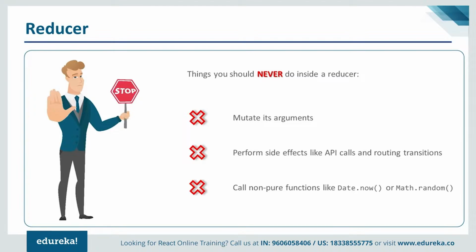Now please remember the things you should never do inside a reducer. Since reducers are pure functions, they do not manipulate the input parameters. So you should not mutate its argument. You should not try to change its input parameter. You should not perform side effects like API calls and routing transitions. And you should not call non-pure functions like Date.now or Math.random, which manipulate or change the input values. You should not use these three things in reducer functions.